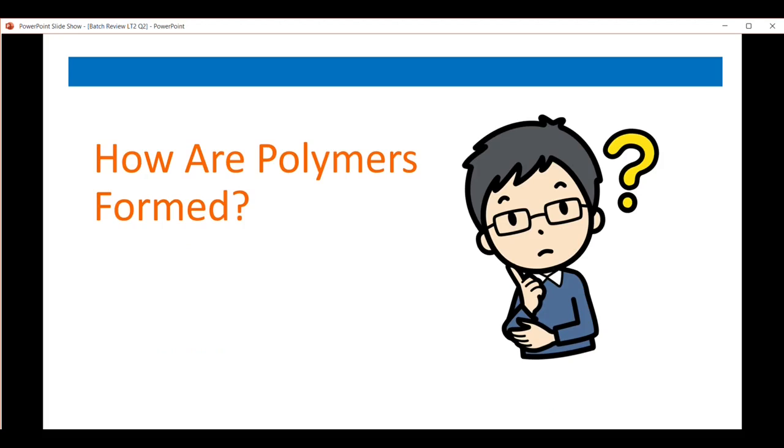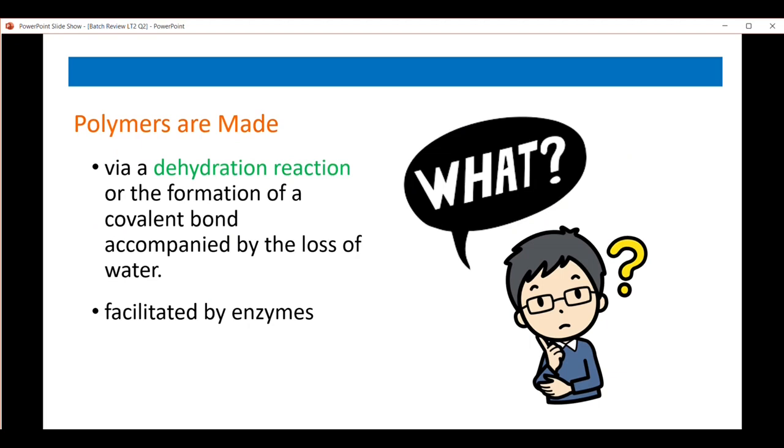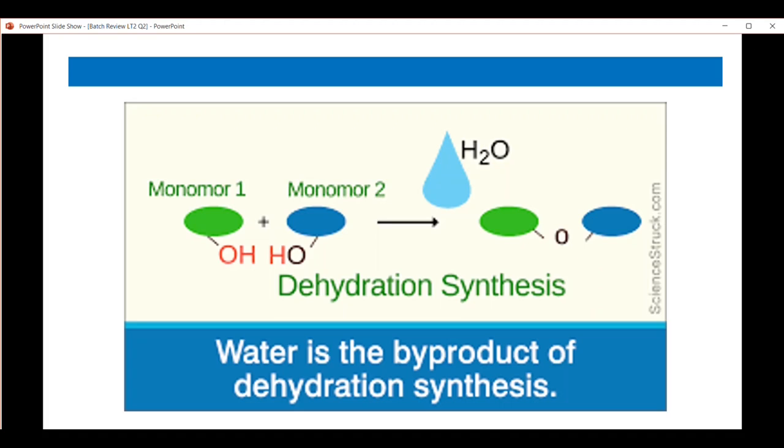So next question is, how are polymers formed? We already talked about that last time. So the process in which the polymers are formed is called the dehydration reaction. So in the dehydration reaction, the result is you form a covalent bond between the two monomers, putting them together. And another important thing is that this is accompanied by the loss of water, and it is facilitated by enzymes.